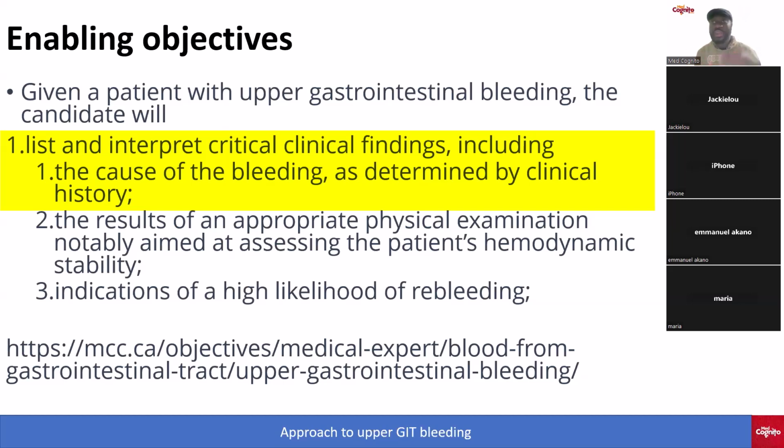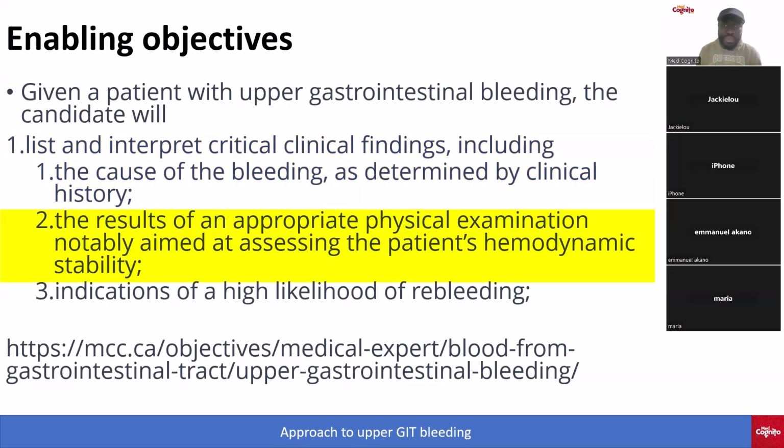So you realize that the cause of upper GI bleed secondary to Mallory-Weiss tear is totally different from the cause of upper GI bleed secondary to peptic ulcer disease or secondary to esophagitis or secondary to esophageal cancers. Okay, now the results of an appropriate physical exam, notably aimed at assessing the patient's hemodynamic stability.